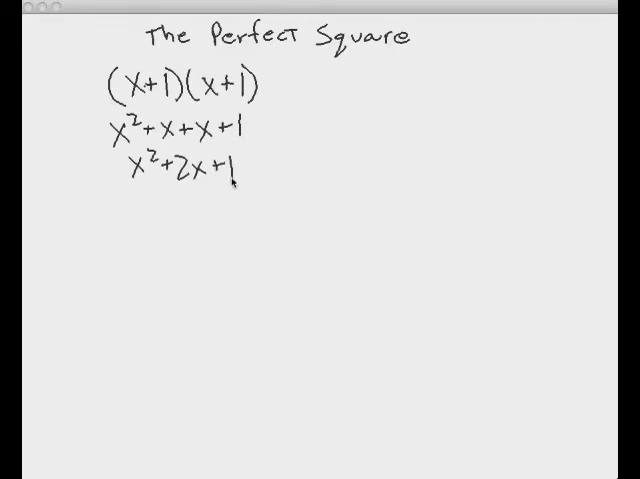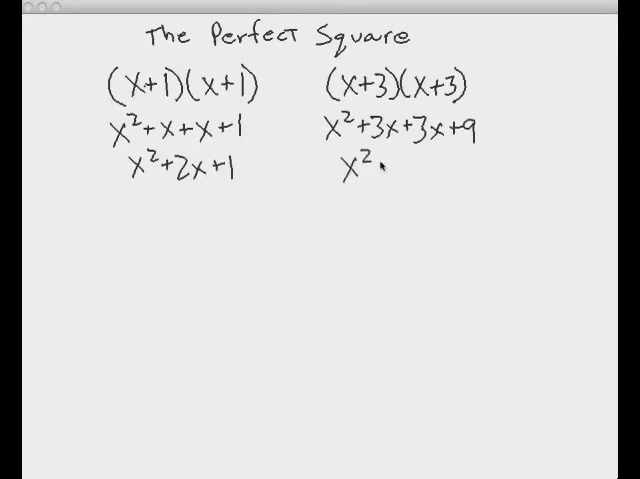Let's try another one. Let's go x plus 3 times x plus 3. We're going to end up with x squared plus 3x plus 3x again plus 9. And we end up with x squared plus 6x plus 9.